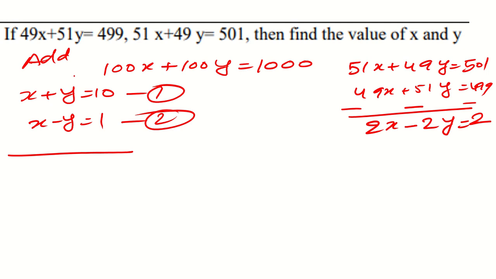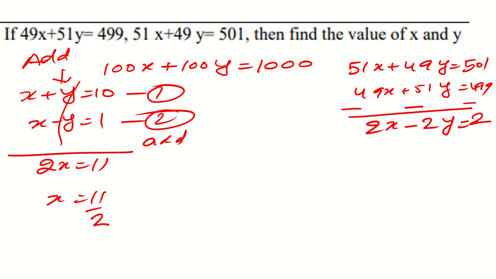Now you can see, luckily the coefficients of x in both equations are the same, but the coefficients of y are of opposite sign. So just add them. By adding, y will be cancelled out and x plus x will be 2x. 10 plus 1 is equal to 11, so x is equal to 11 over 2.